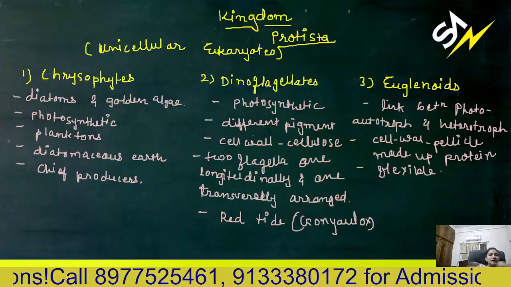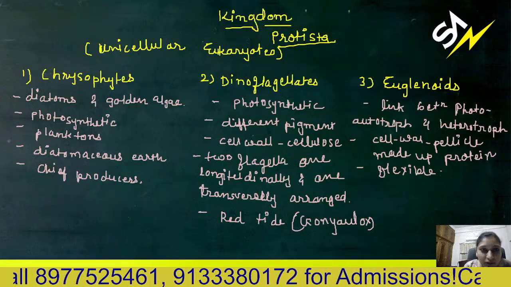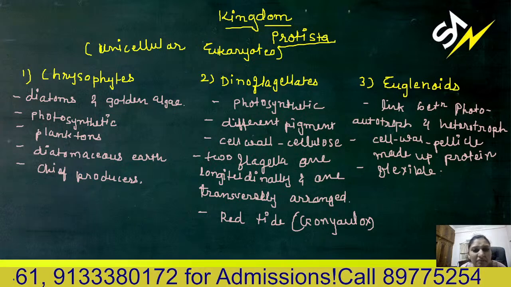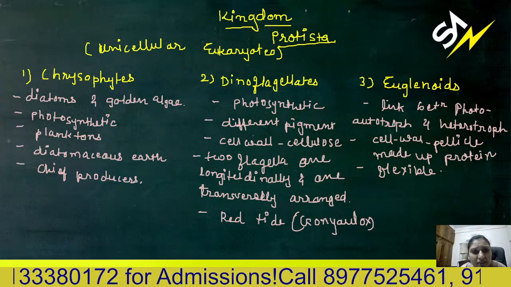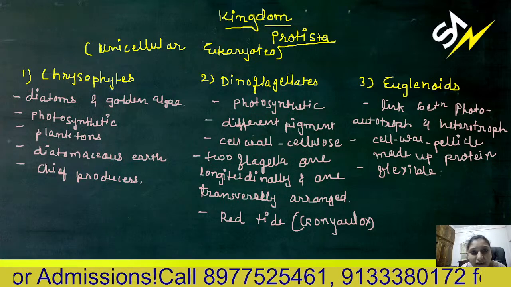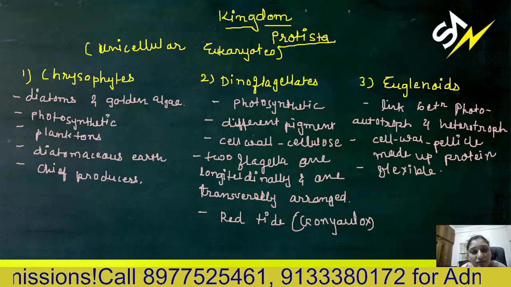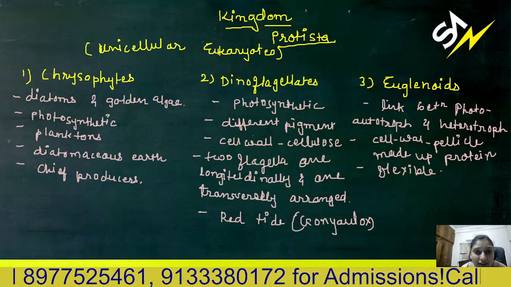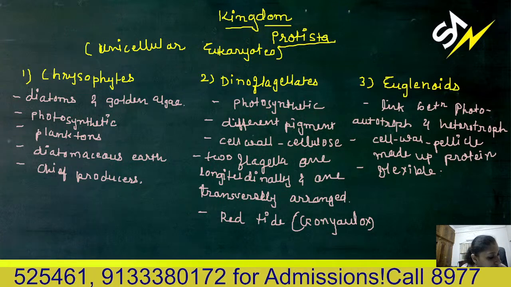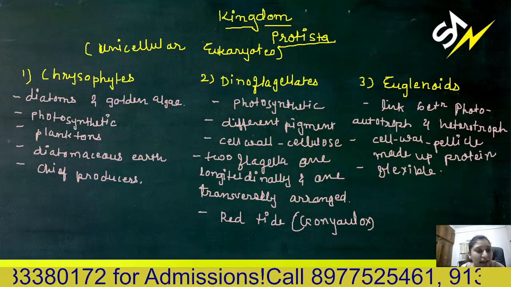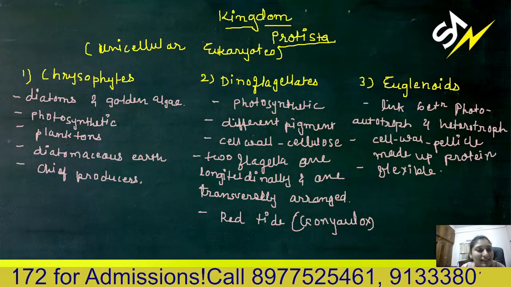Yes. Next kingdom is kingdom Protista. So Protista includes, see, previously all these organisms were placed here and there, and now they are placed together in the form of kingdom Protista. So all the eukaryotes, but only unicellular eukaryotes, are kept in kingdom Protista.